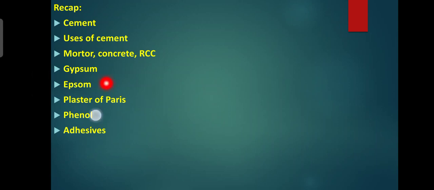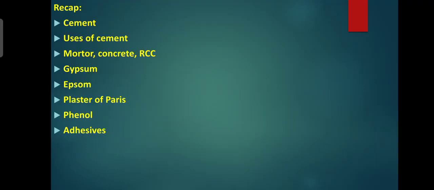Now move on, gypsum. Gypsum is a soft white or grey naturally available mineral. The chemical name of gypsum is calcium sulfate dihydrate. The molecular formula of gypsum is CaSO4 2H2O. Next one, uses of gypsum. Gypsum is used as fertilizer, in the process of making cement, and in the process of making plaster of Paris.